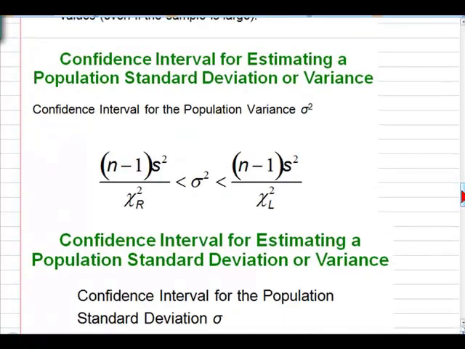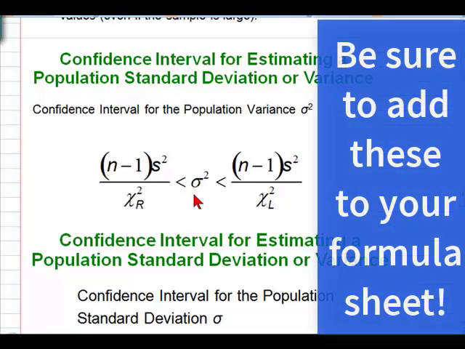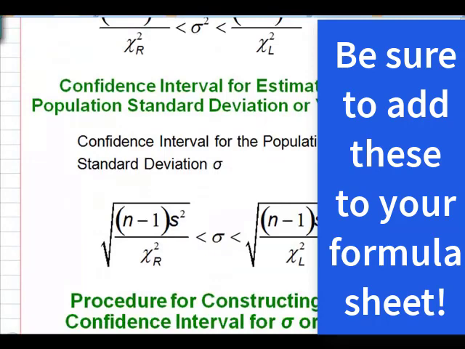The confidence interval for estimating a population standard deviation or variance is given by this formula. This is for the variance. The confidence interval for the standard deviation would just be the square root of that.